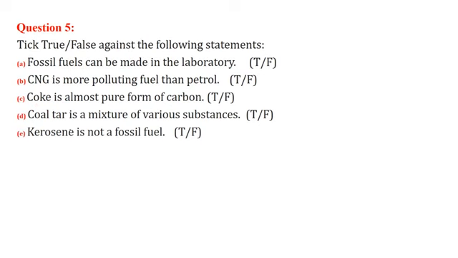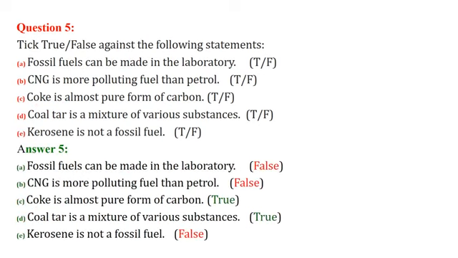Now we have to tick true or false. First, fossil fuels can be made in the laboratory. This is false. It cannot be made. CNG is a more polluting fuel than petrol. This is also false. CNG is a cleaner fuel than petrol.